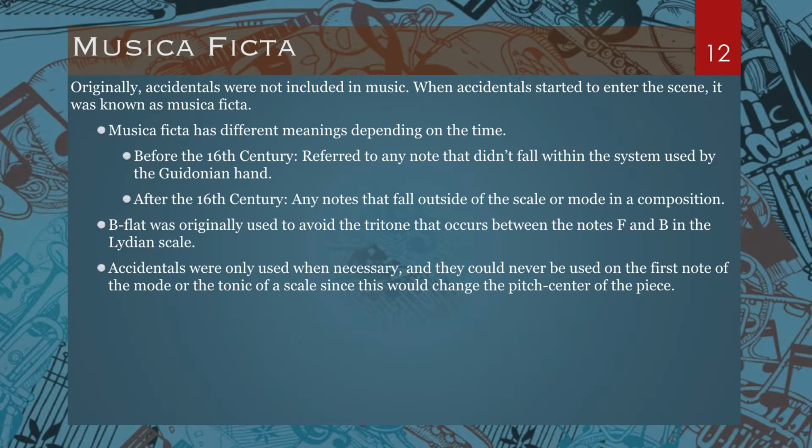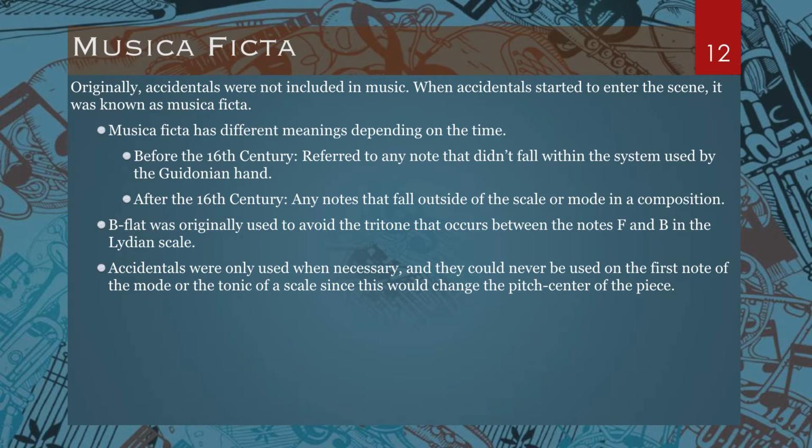So essentially, scales or modes have certain notes that are sharp or flat, and they're always the same for that scale or mode. If there were notes that didn't occur naturally in that scale or mode, we'd call that musica ficta after the 16th century. So B flat was originally used to avoid the tritone that occurs between the notes F and B in the Lydian scale. And in a lot of cases, musicians just knew we're not going to play or sing a tritone, so they just knew where they need to include a flat.